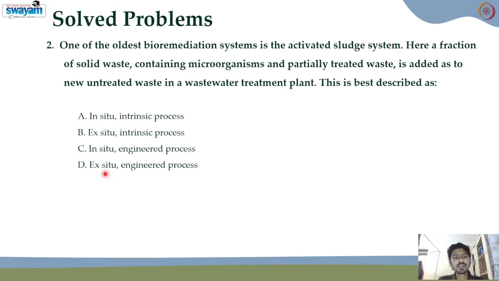I will read the question. One of the oldest bioremediation systems is the activated sludge system. Here, a fraction of solid waste containing the microorganism and partially treated waste is added to new untreated waste in the wastewater treatment plant. This is best described as, you can post your answers.